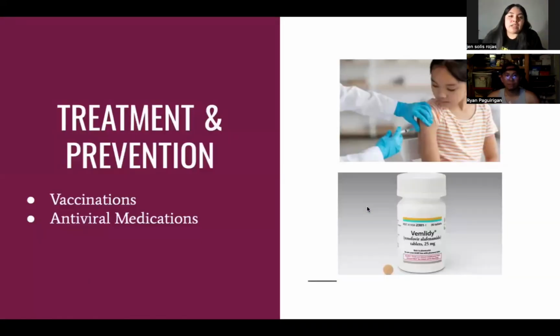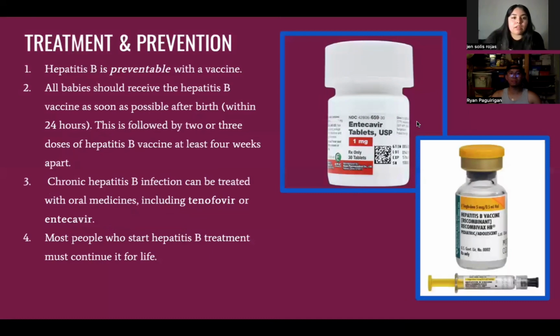So treatment and prevention for hepatitis B are vaccinations and antiviral medications. Hepatitis B is preventable with a vaccine, and it's a vaccine that babies within the US receive as soon as possible after birth, within a 24-hour period. This is then followed by 2 or 3 more doses of Hep B that are at least 4 weeks apart.